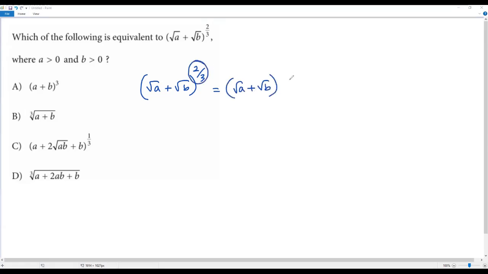I'm going to write this 2/3 as 2 times 1/3, because the multiplication of the integer 2 and the fraction 1/3 equals 2/3, because 2 times 1 is 2, and 2 over 3. So here at the exponent we have two values multiplied, 2 and 1/3. Whenever two values are multiplied at the exponent, one value can be taken as the first exponent, and the second value can be taken as the exponent for the whole thing. That is, (square root of a plus square root of b) whole squared, whole to the power of 1/3.